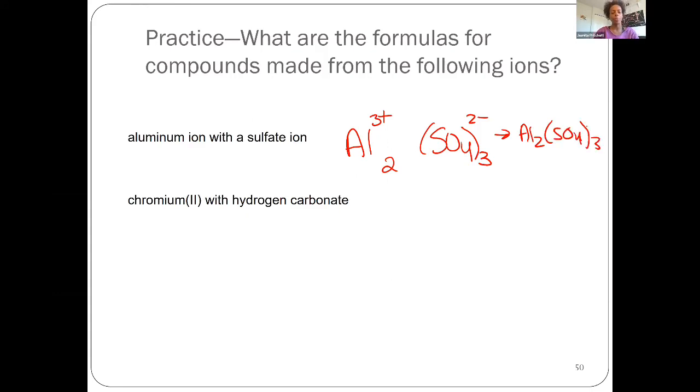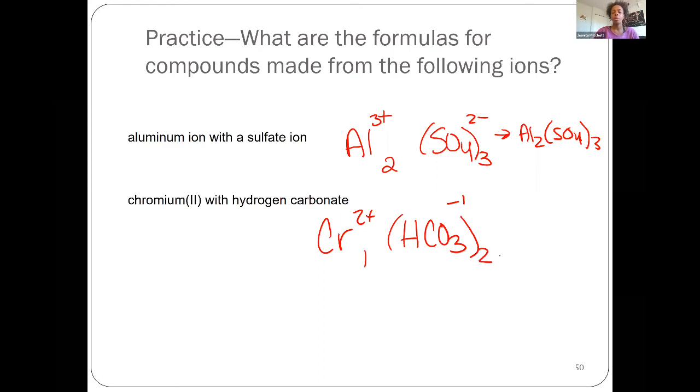And then last but not least, we have chromium 2, so Cr 2 plus, and then hydrogen carbonate, which is HCO3 minus. We cross the subscript, so 1 and 2, and then we write our final formula, which in this case would be Cr(HCO3)2.